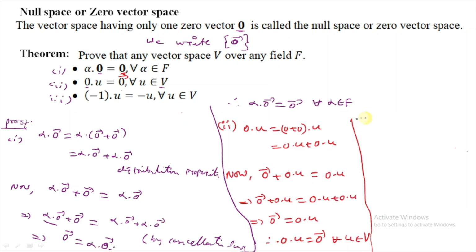Okay, third one. The third one is minus 1 dot u equal to minus u. You can write 0 dot u equal to 1 minus 1 dot u, the same as 1 dot u plus minus 1 dot u. What is 1 dot u? The same u, so u plus minus 1 dot u.